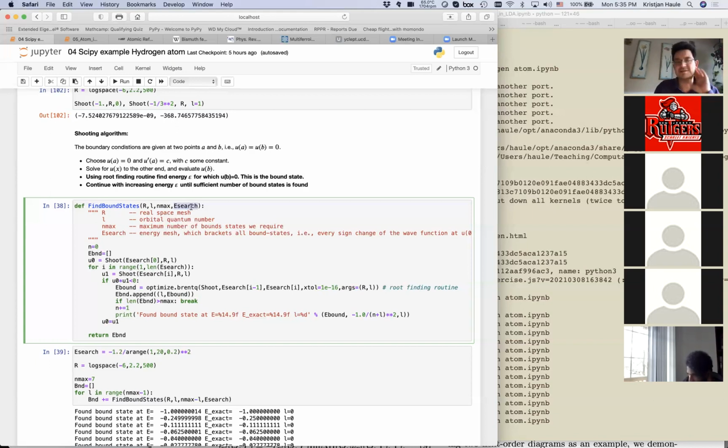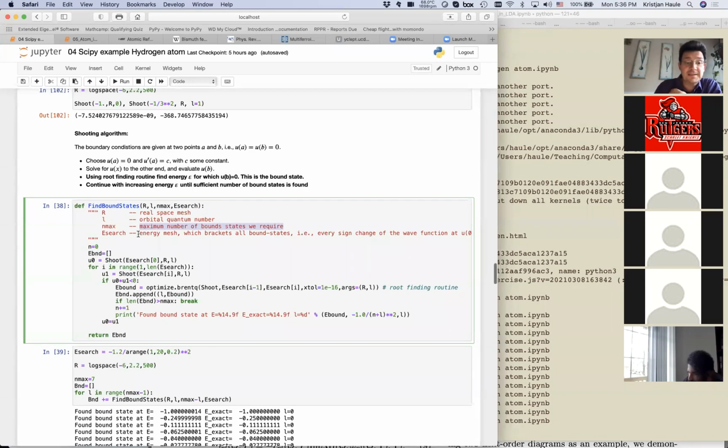So maybe 20 points. It doesn't need to be so much, but they need to be somewhat reasonably distributed. And then we are going to ask here only for a limited number of energy levels, which is called Nmax. So Nmax is the maximum number of bound states that we require. We don't need hundreds of them. We just need maybe 5, 6.